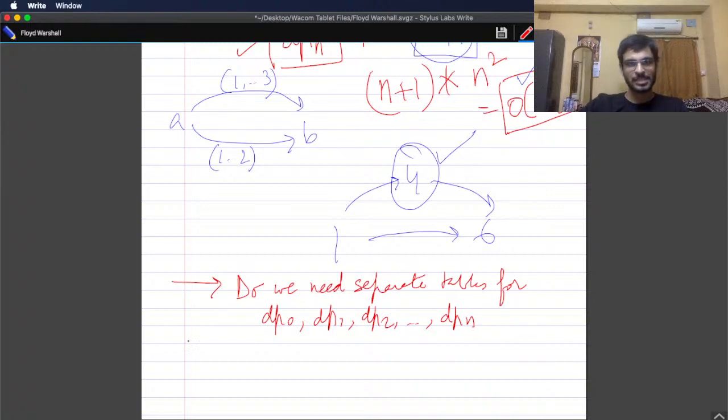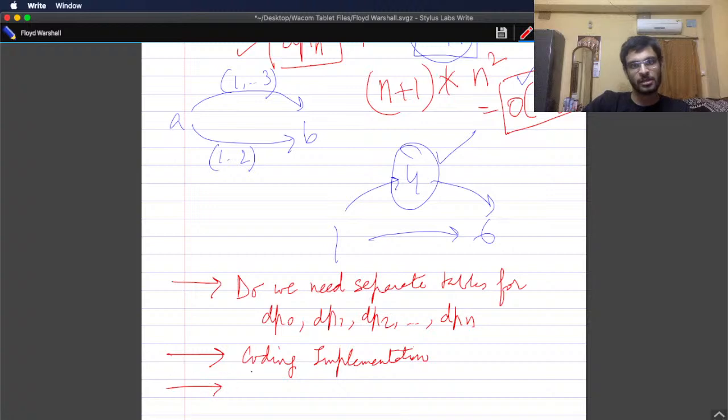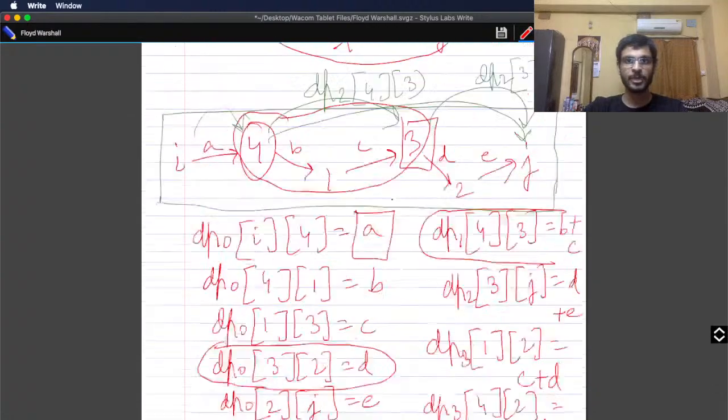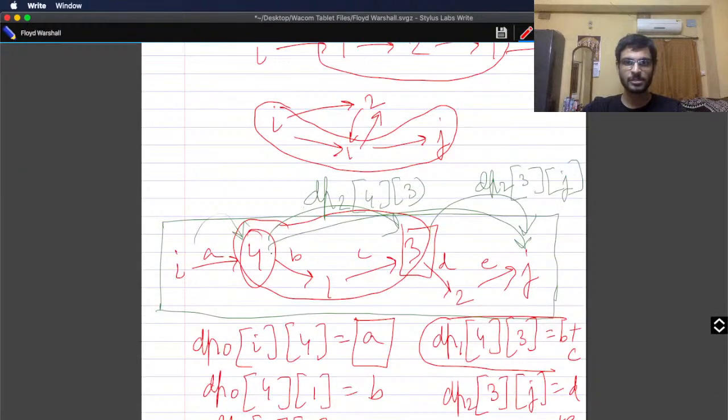This one we'll be discussing, and then the next thing that we can discuss, if you want, is the coding implementation, how we can code it. But after this comes the most important thing, which is how to retrace the path, how to find the paths. That is, from A to B, or from I to J, if this is the path, then how can I retrace this path?